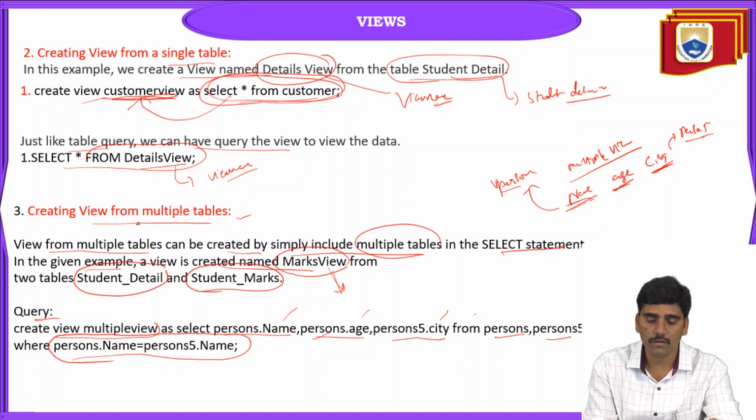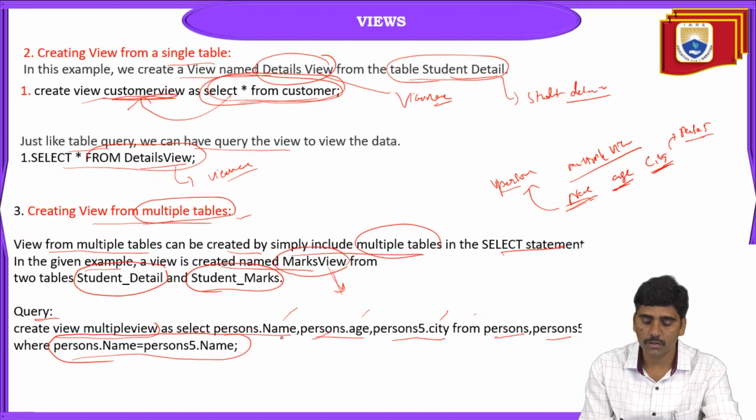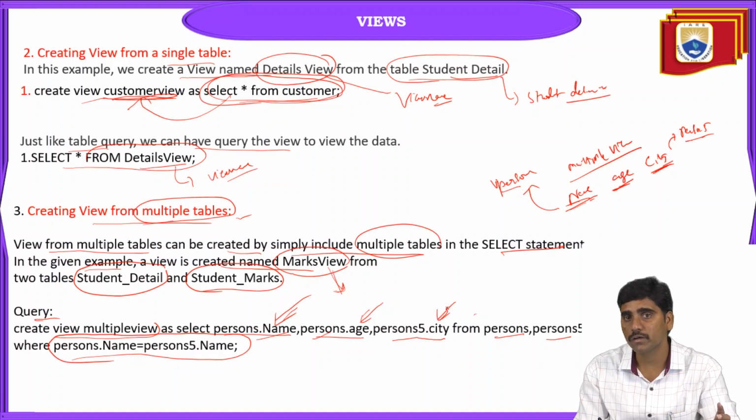But if you want to create a view from multiple tables, we need to mention what columns you want to add from the different tables to create the view. So that is what we mentioned here: the name, age from the person table, and the city from the person 5 table. That means you are going to create a view from two tables. So now the two tables' columns are added to that view, and the view is created.